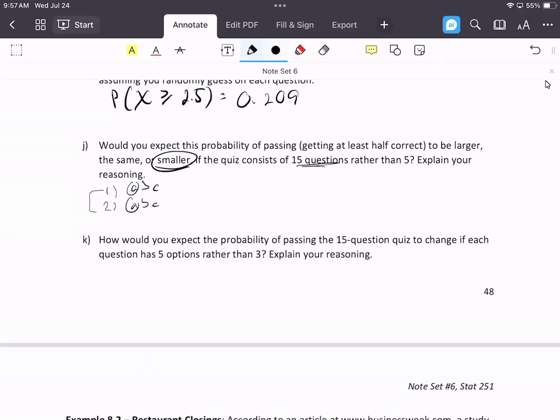How would you expect the probability of passing the 15-question quiz to change if you had 5 options rather than 3? Well, now you have A, B, C, D, and E to choose from. So the probability, if you're just randomly guessing, of getting one right, instead of being 1 out of 3, is now 1 out of 5. Probability of passing is going to go down. With 5 choices, you're even less likely to guess correctly.